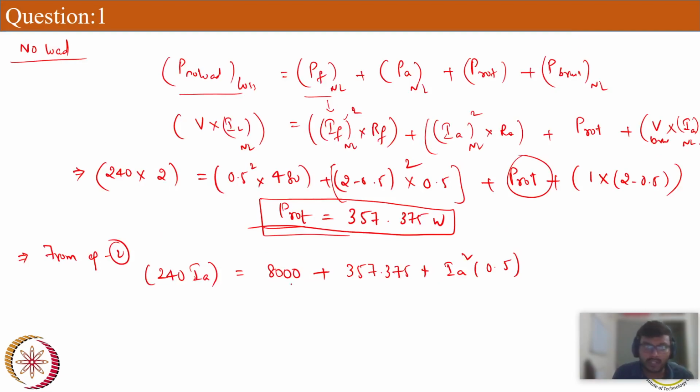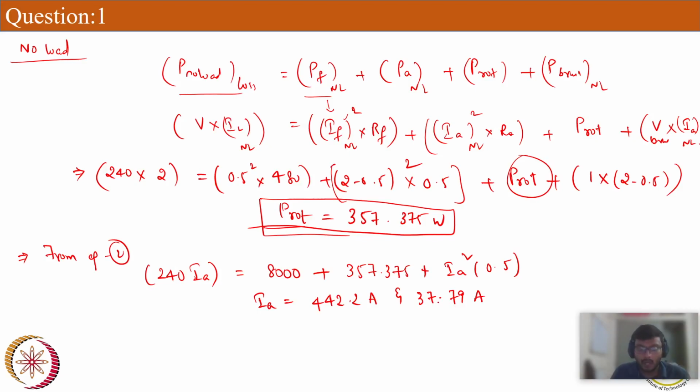Now it's a quadratic equation, and please tell me the two possible answers for IA. Please solve the quadratic equation. I will also solve with you. Okay, the two values I got are 442.2 amps and 37.79 amps.